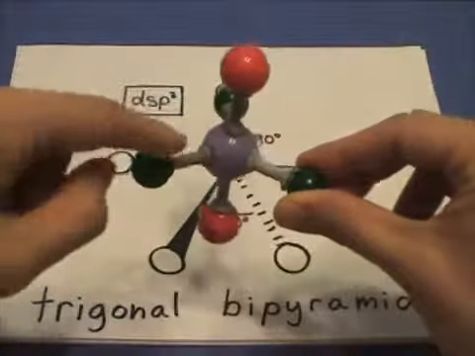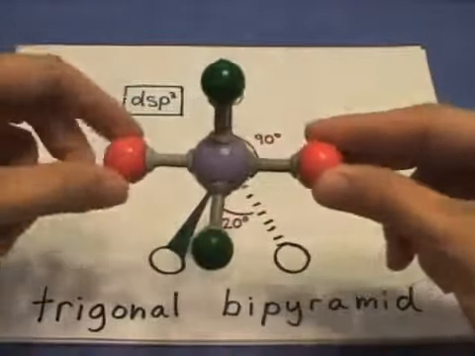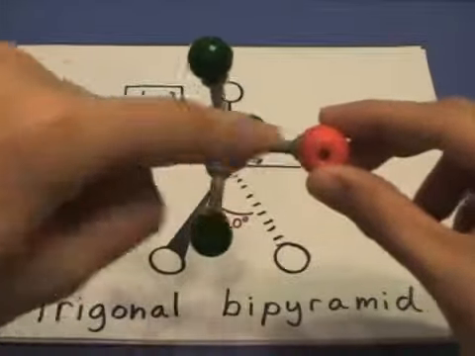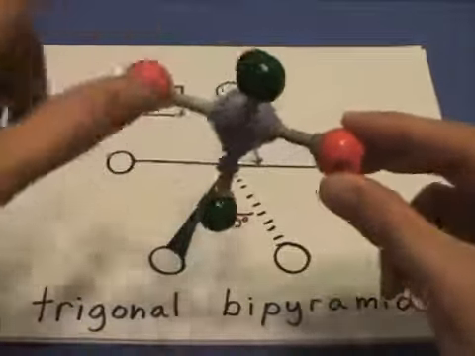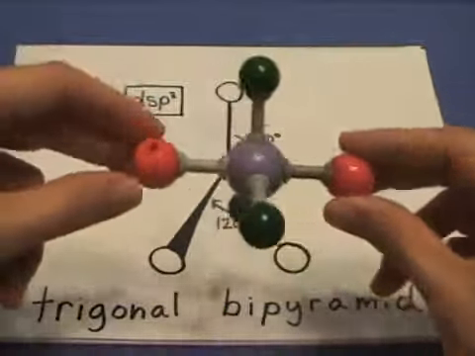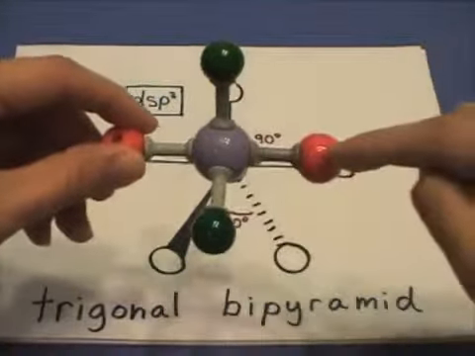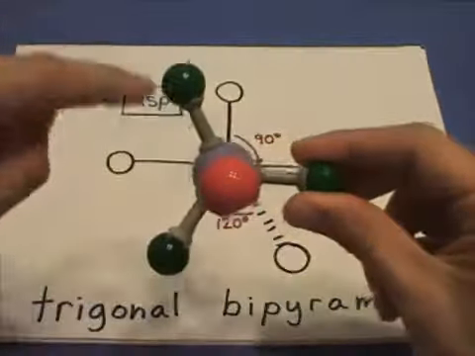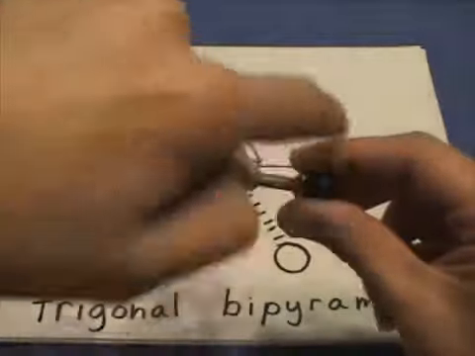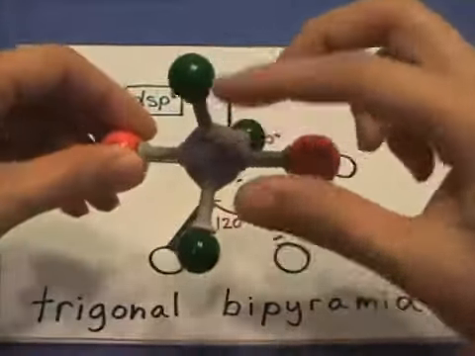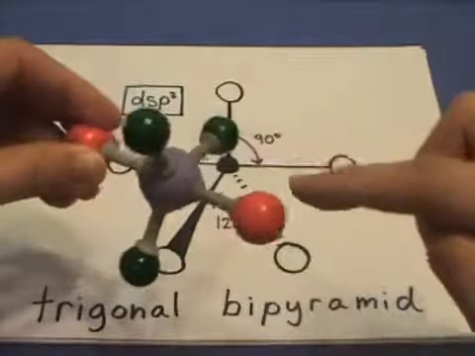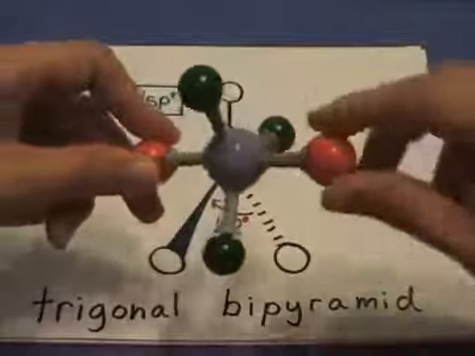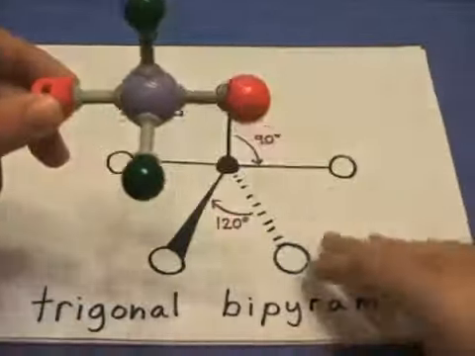dsp3, trigonal bipyramid. Notice I've colored the atoms that are axial red and equatorial green. They are not the same. Notice that there is a 90-degree bond angle between this axial and this equatorial atom, and it's 120 degrees between the equatorial bonds. So green to green is 120 degrees, red to green is 90 degrees. So there are 2 different bond angles in a trigonal bipyramid, dsp3 hybridized central atom.